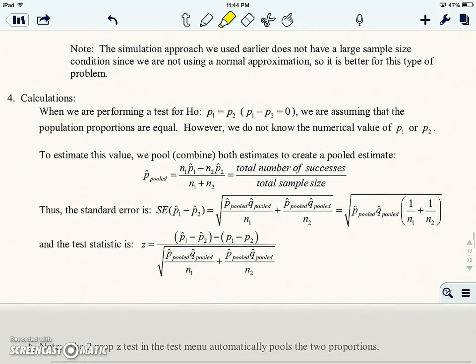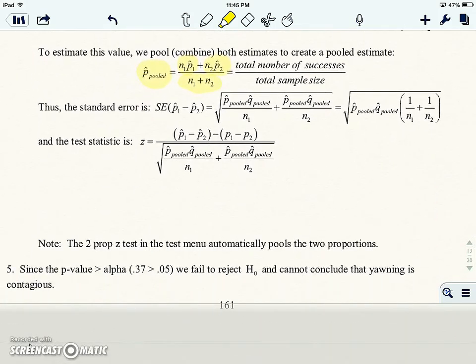Okay, now we're going to go ahead and do our calculations. The pooled value is a combination of n times p for the treatment group and n times p for the control group, divided by the total number of people in both groups. But we're not going to worry about pooling it by hand. We'll let the calculator do that for us. In fact, when the calculator asks you if you should pool, say no, because the only time we want it to, it won't even ask. It'll just do it for you.